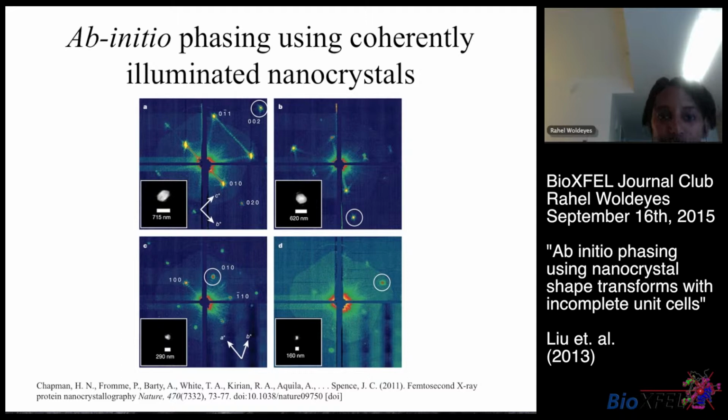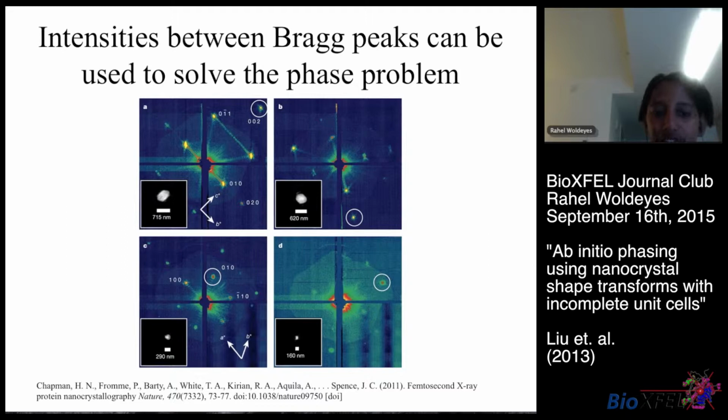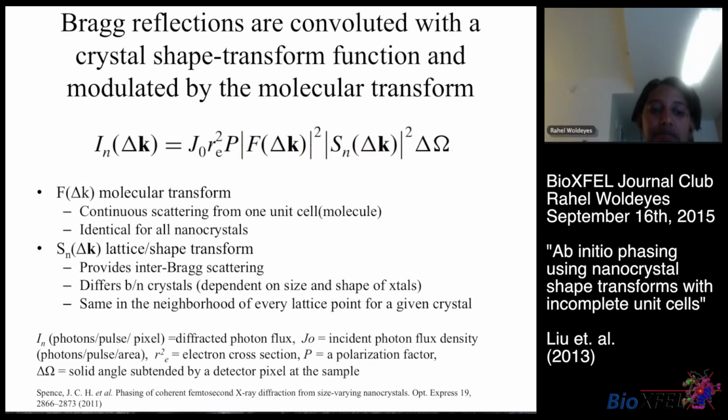Here I'm just showing the Bragg scattering that's seen in this merged nanocrystal diffraction pattern, which was observed because of the finite size of the crystal. And this is so exciting because intensities between Bragg peaks can be used to solve the phase problem. The idea is that the Bragg reflections from a finite crystal are convoluted with the crystal shape transform function, and they are modulated by the molecular transform function.